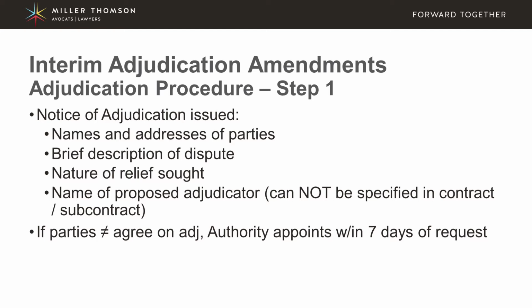And as I mentioned earlier, if the parties can't agree on the adjudicator, then the authority will appoint one once it's been requested to do so, and it must appoint one within 7 days of that request being made.